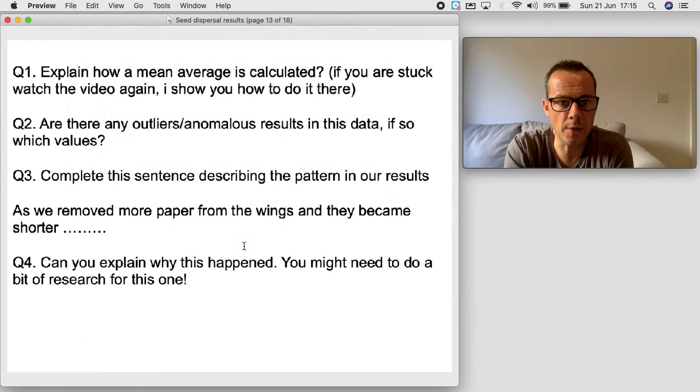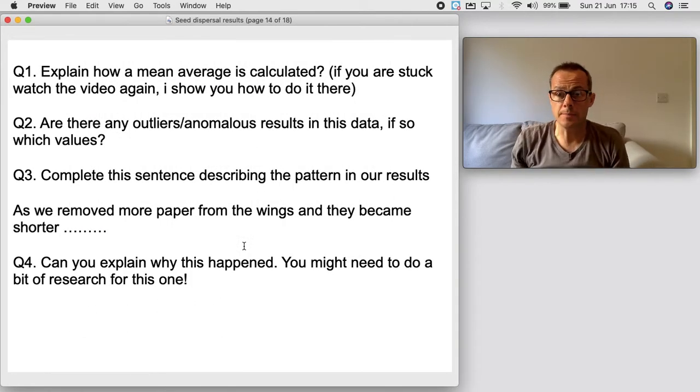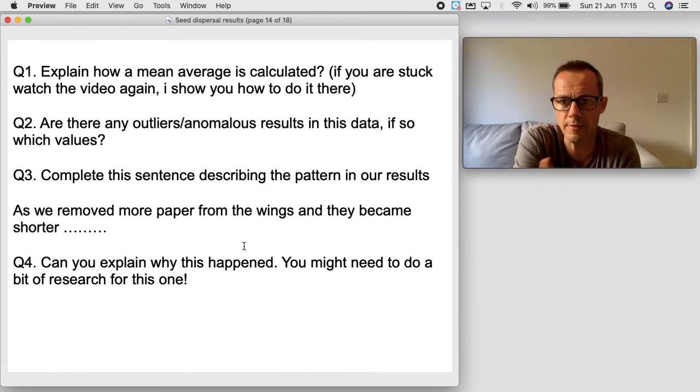So going forward, these are the 4 questions that you're going to get on your activity, and then this sheet you can fill in as a Google Doc and just turn in. First question is explain how a mean average is calculated. Now I've talked about that in this video, so it might be you skip back and have a look at that. The second one is try and identify if there are any outliers or anomalous results in the data on the worksheet that I've given you. If so, which values are they, and how do you know that they are anomalies or outliers? And there might not be any, because they might all be quite close together and they might fit the pattern. It's up to you to decide.